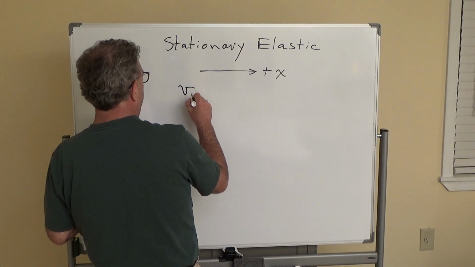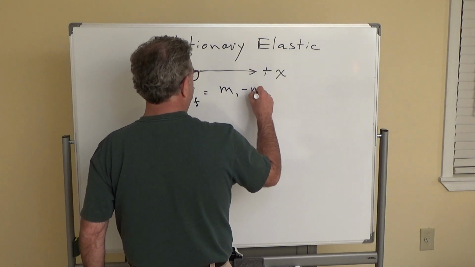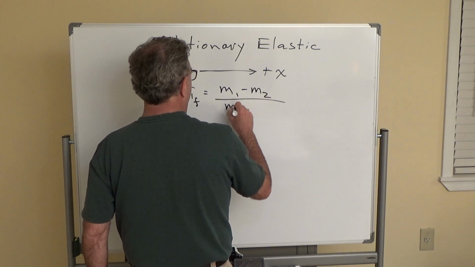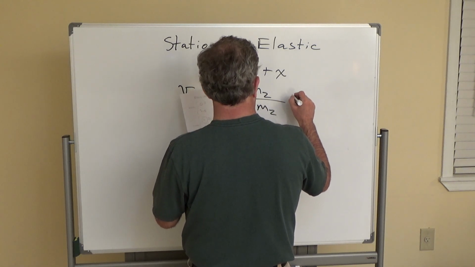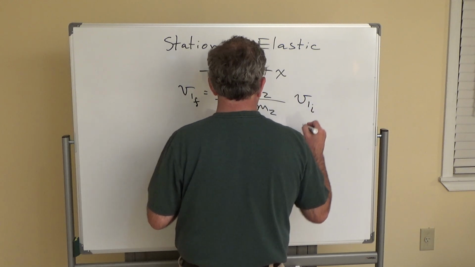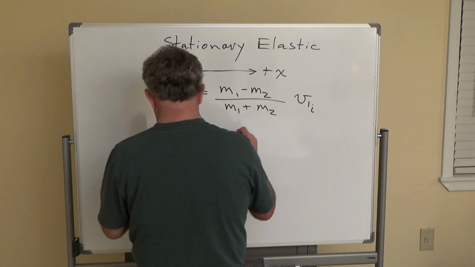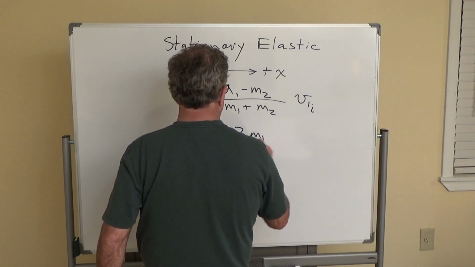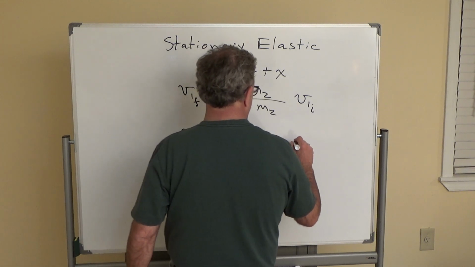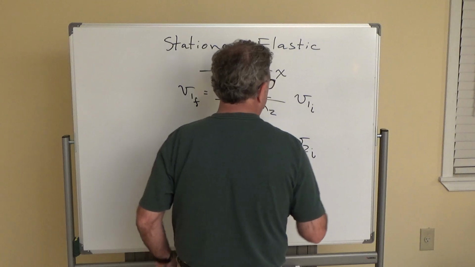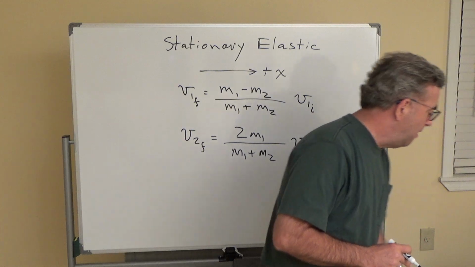V1 final is equal to M1 minus M2 divided by M1 plus M2 times V1 initial. V2 final is equal to 2M1 divided by M1 plus M2 times V1 initial. Okay? So let's look at the cases that I just talked about.